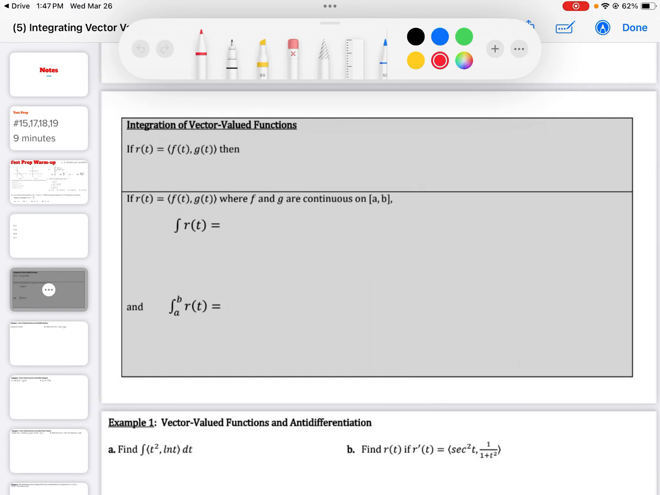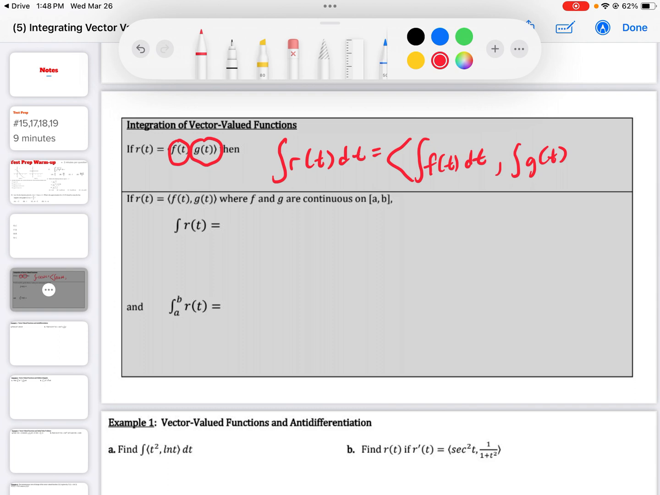All right, in this video, we're going to be talking about how to integrate vector valued functions. So remember, a vector valued function is just a function where the x component is given to you by a function and the y component is given to you by a function. So taking the integral of that vector valued function just means take the antiderivative of the x component with respect to t and take the antiderivative of the y component with respect to t.